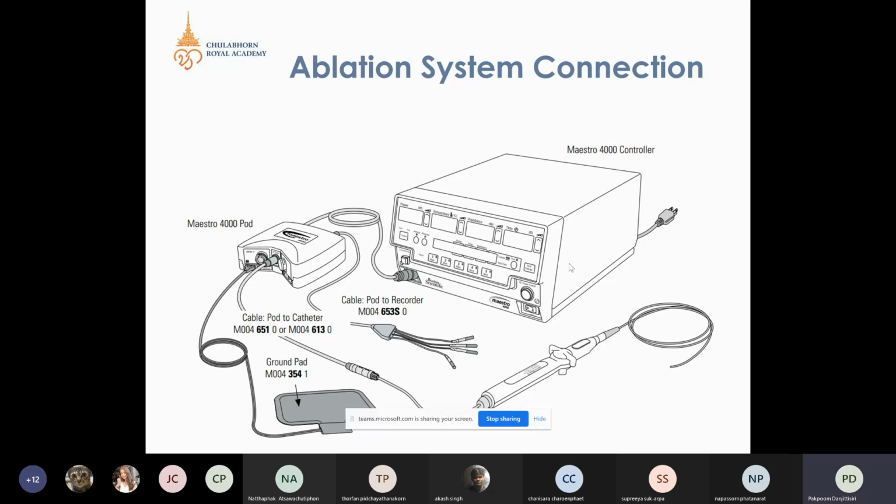I think it will help you understand more clearly when doing the lab in the real lab. I'm going to show you again how to set up the EP workstation to make it clearer.